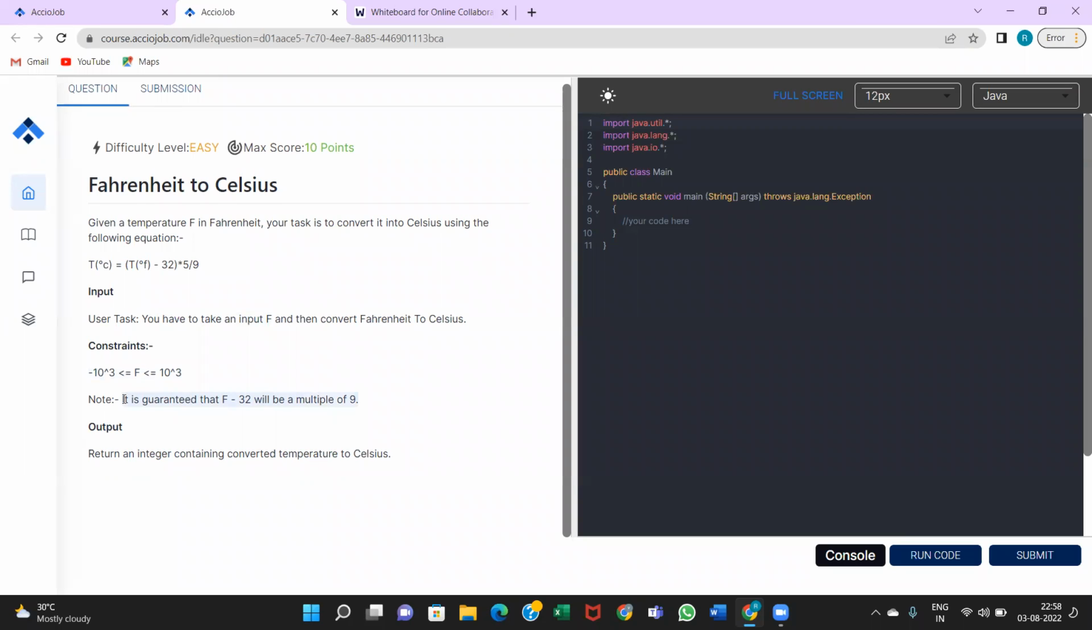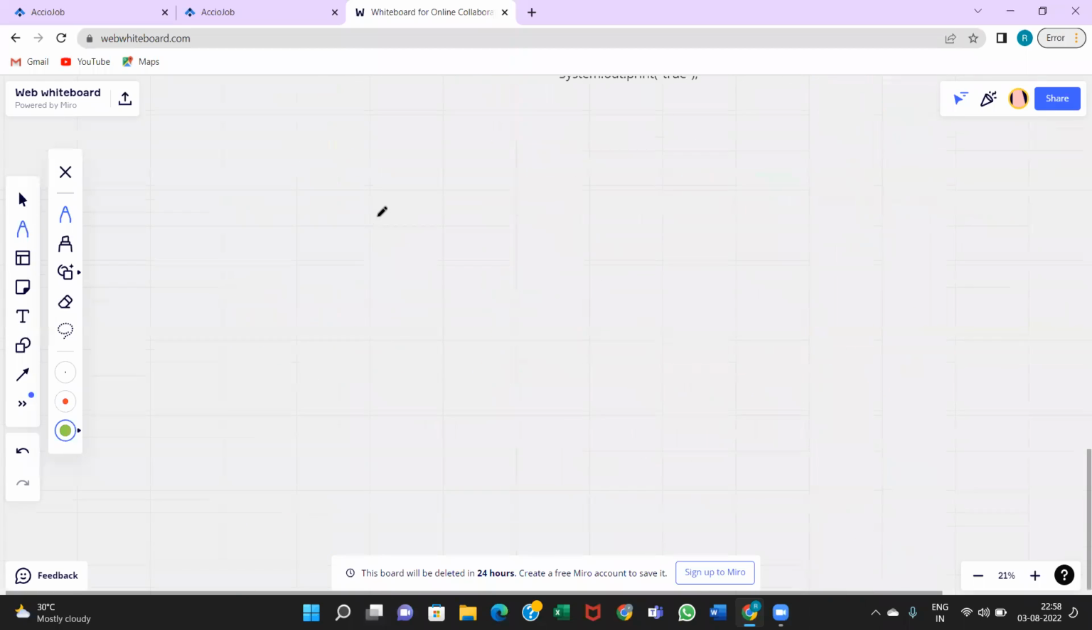It means we are not going to get a fractional value. This is the indication and a very important part. Here you could see temperature F minus 32 is a multiple of 9. It means your Celsius will always be an integral value. Are you getting this? See, Celsius equals Fahrenheit minus 32.